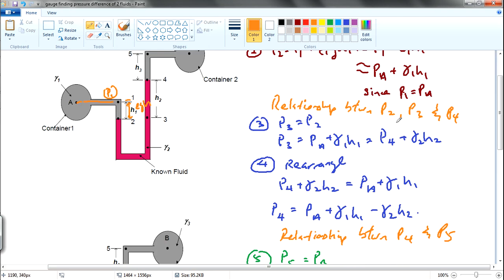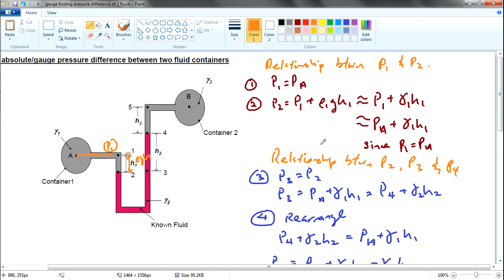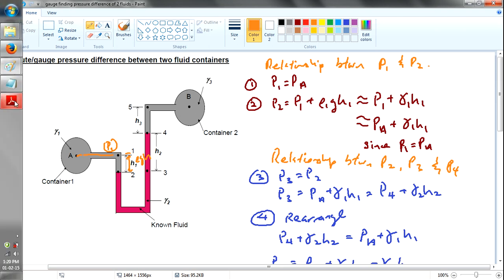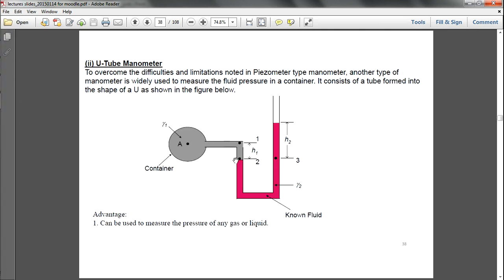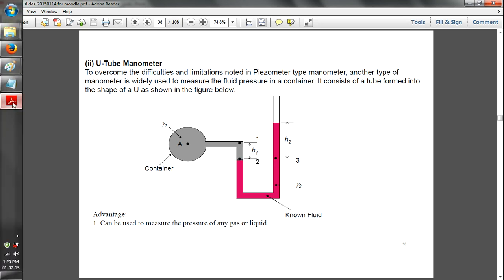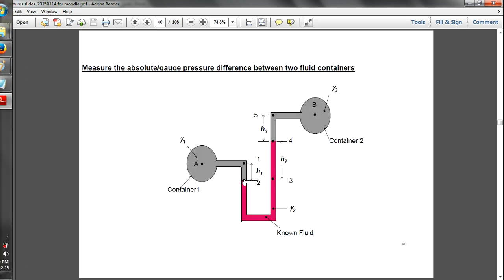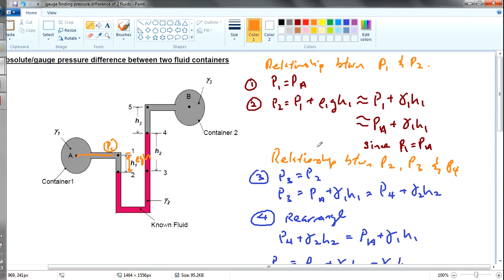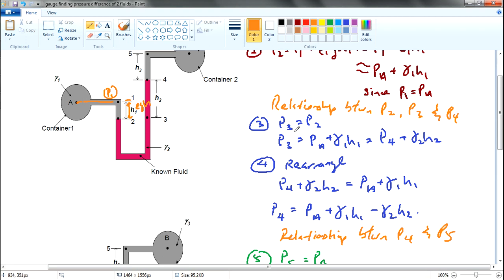And then the relationship between P2, P3, and P4. Since we know P2 is related to P1, similarly, from the last video we talked about P2 in relationship to P3. In this case, P2 is also in relationship with P3. They are at the same point, and therefore P3 is equal to P2.